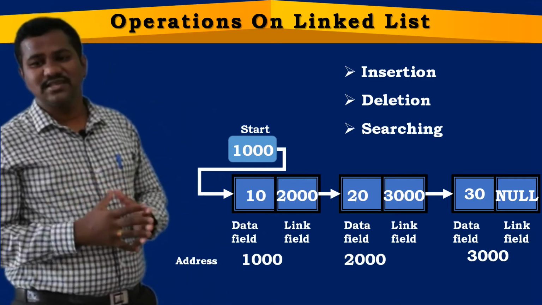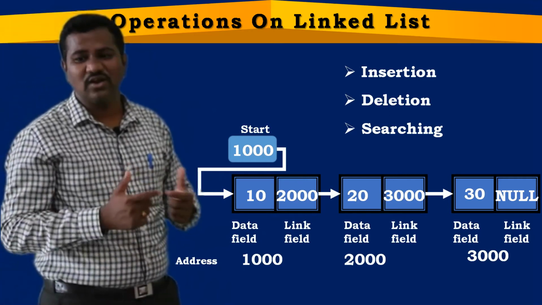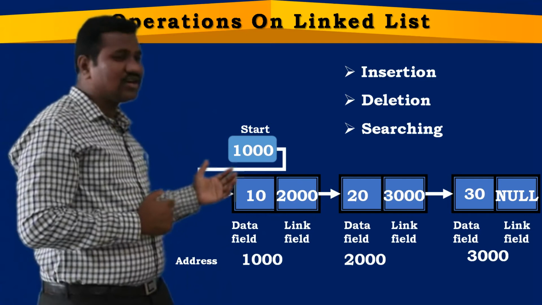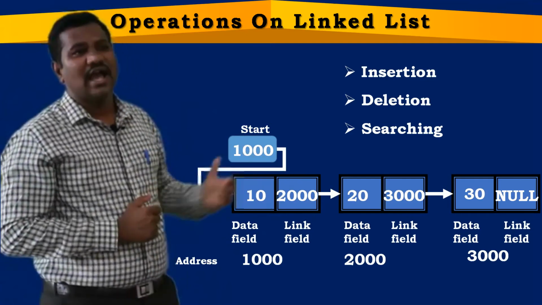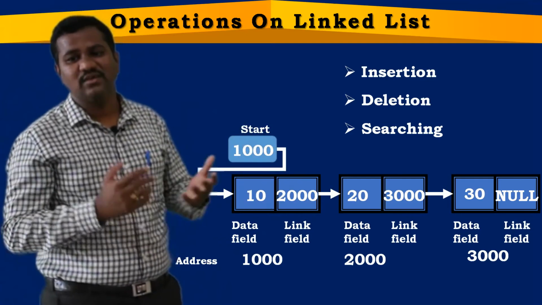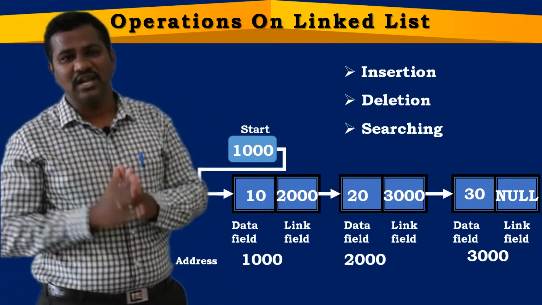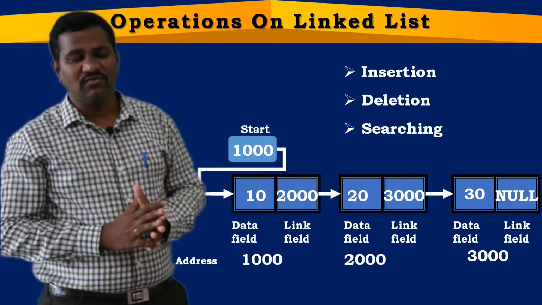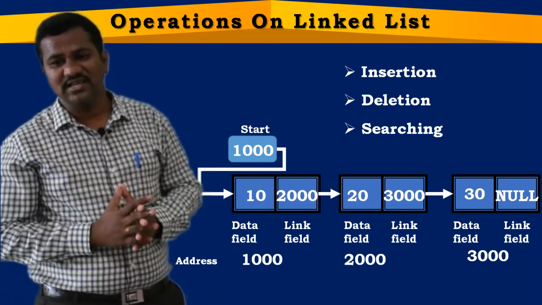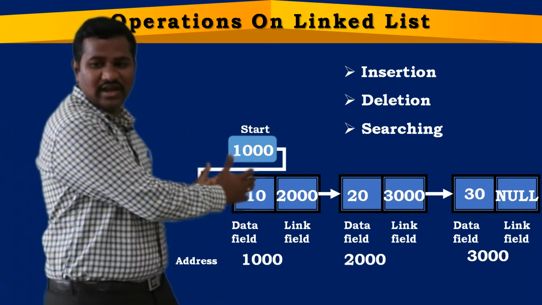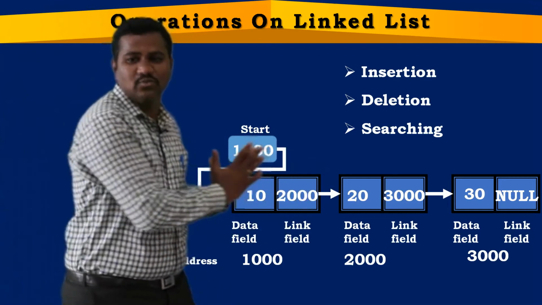I would like to insert one node after 10. Then what I can do is create a block of memory with some address, say 5000, divided into a data part and a link part. In the data part I store some value. In the link part I assign null, and I would like to place this node between 10 and 20.